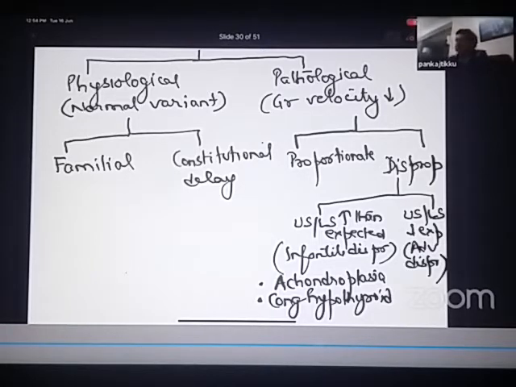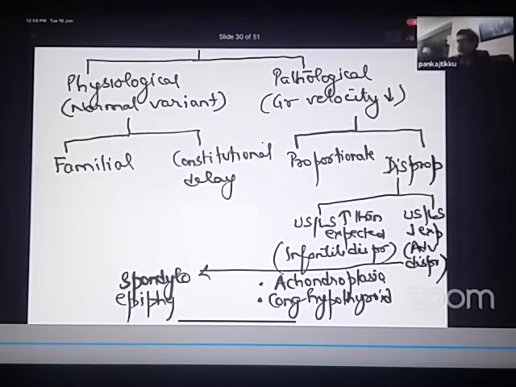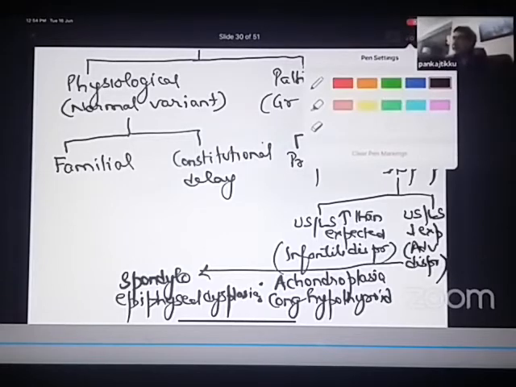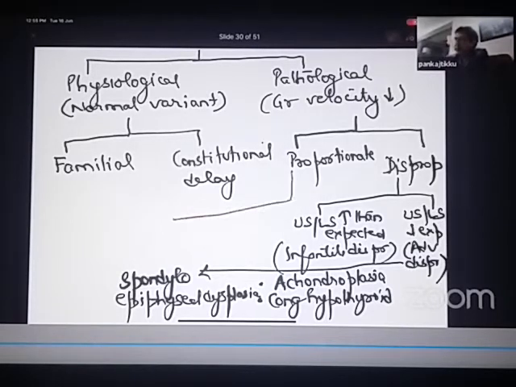Which is the example of advanced disproportion? I'll write it here. Example of advanced disproportion is spondyloepiphyseal dysplasia. This is again a type of skeletal disorder. And finally, what were the types of proportionate short stature? I'll write in a different color so that you can understand it easily. So one was endocrinal disorders such as growth hormone deficiency.